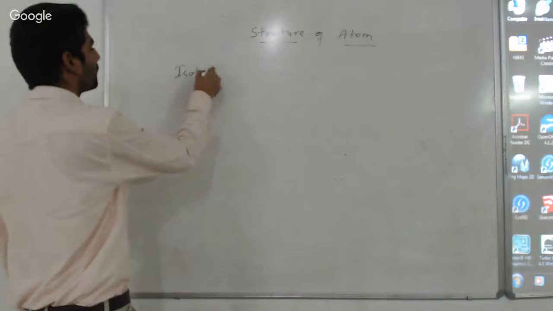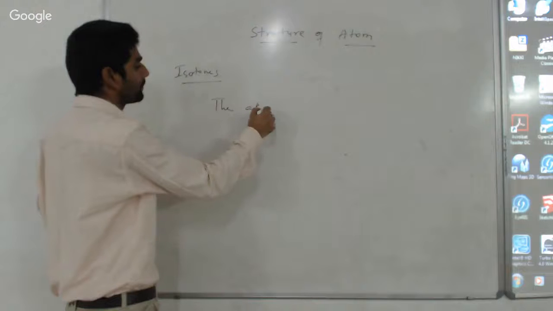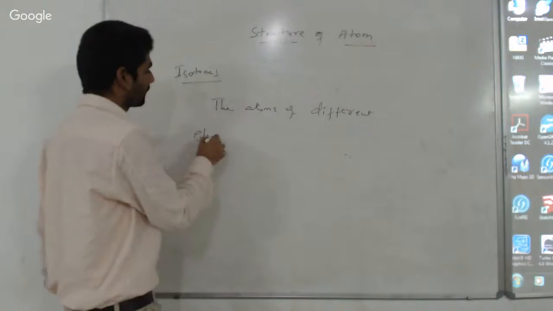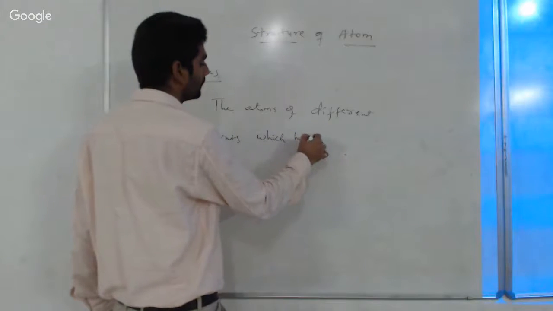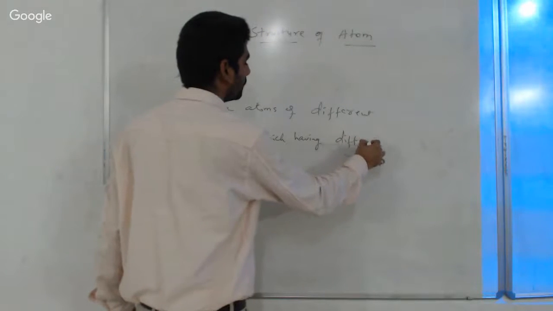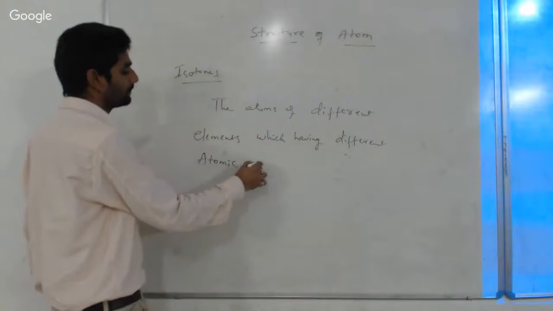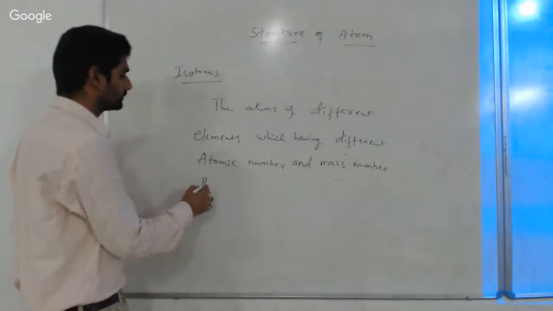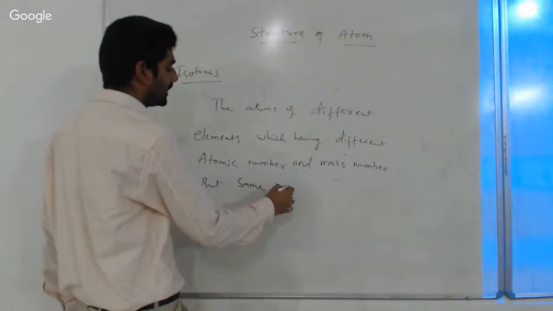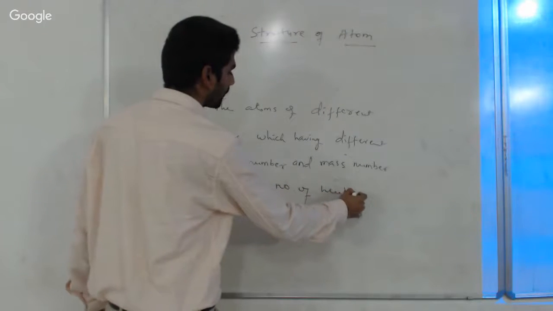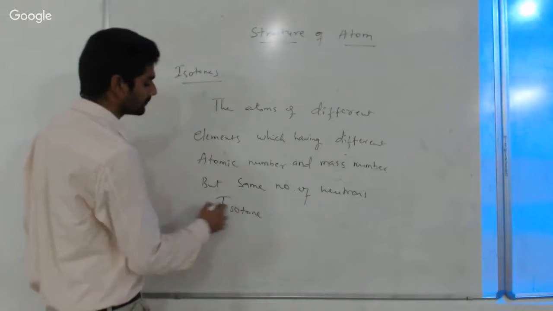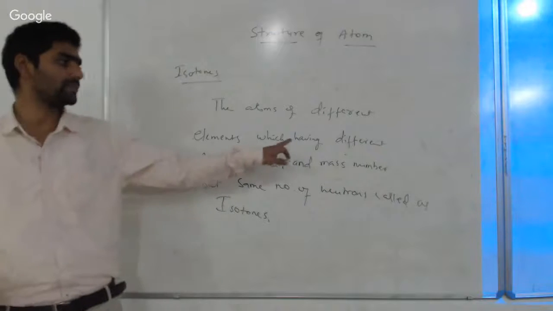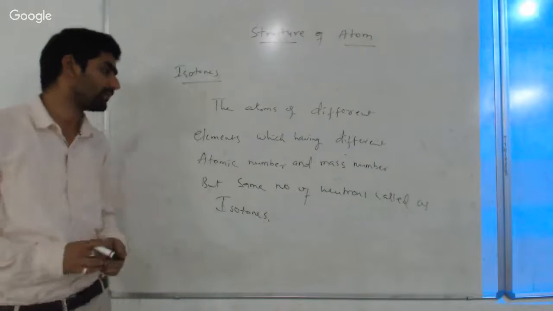Now isotones. The atoms of different elements having different atomic number and different mass number, but containing the same number of neutrons, are called isotones. The atoms of different elements having different atomic number and mass number, but the same number of neutrons.